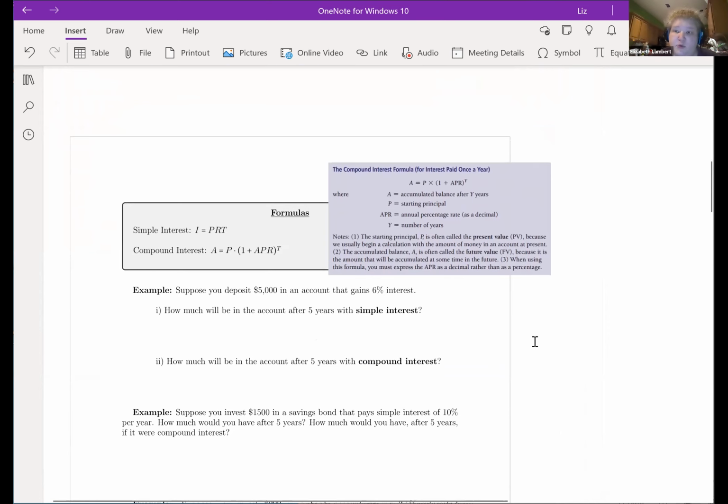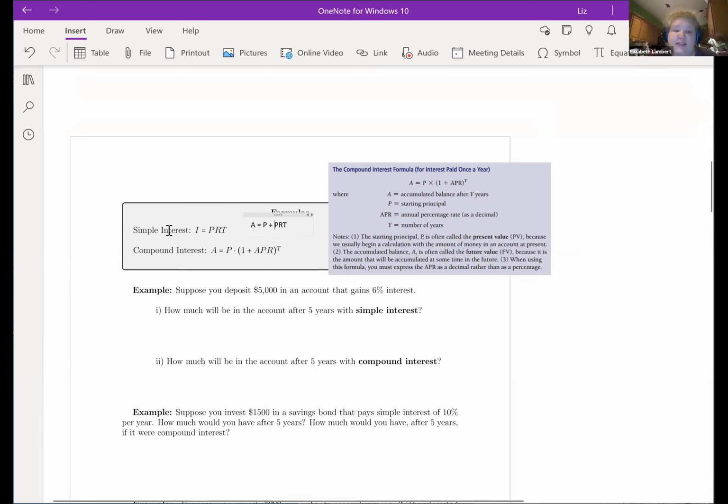So here are the actual formulas. Simple interest is just the principal times the rate times t, the number of years. And that gives you the amount of interest. Then the end amount, the actual amount in the account, would be the principal plus the PRT. So we'll often have those formulas paired together.